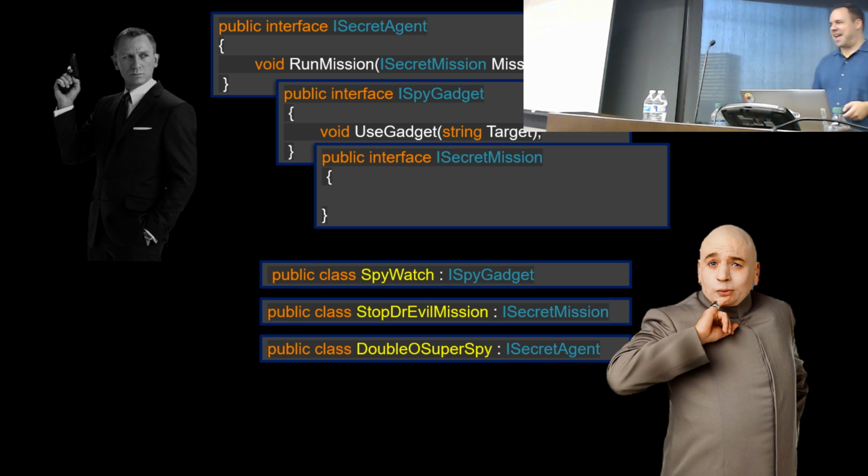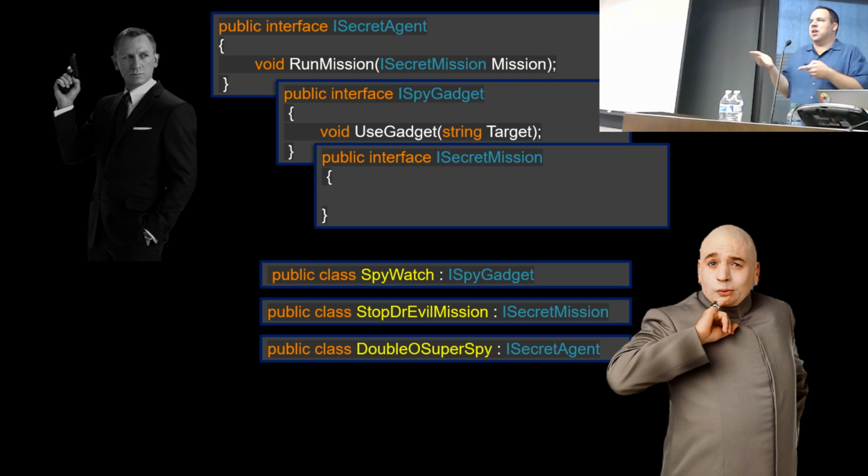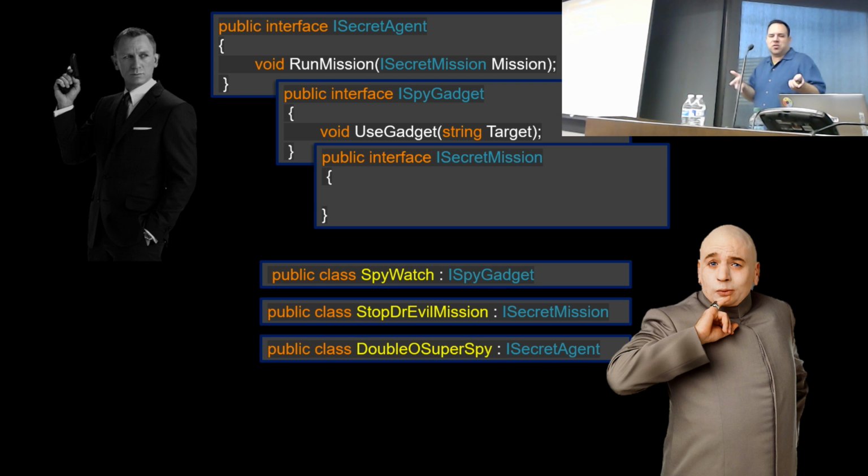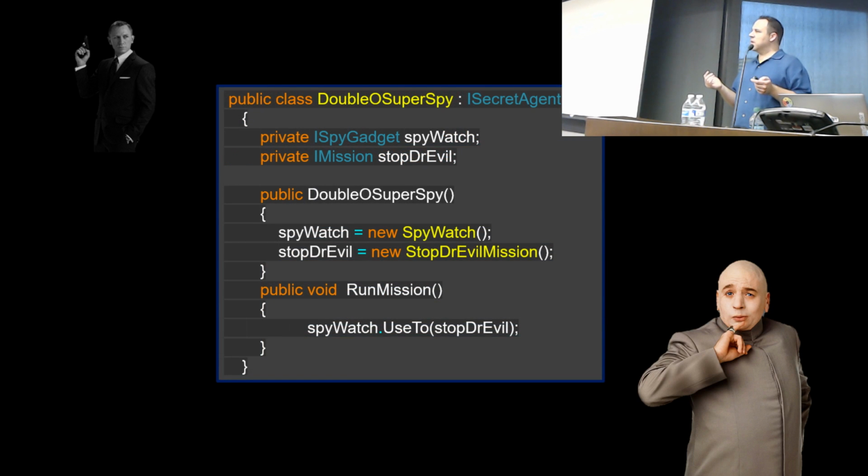Yeah. So, back to here, we're trying to make our code more composable, right? So now I've got a spy watch and it implements ISpyGadget, or I've got a Stop Dr. Evil mission, it implements ISecretMission. I've got my 00 super spy, it implements ISecretAgent, right? I could have it called James Bond, right? You get it? I love working with interfaces.